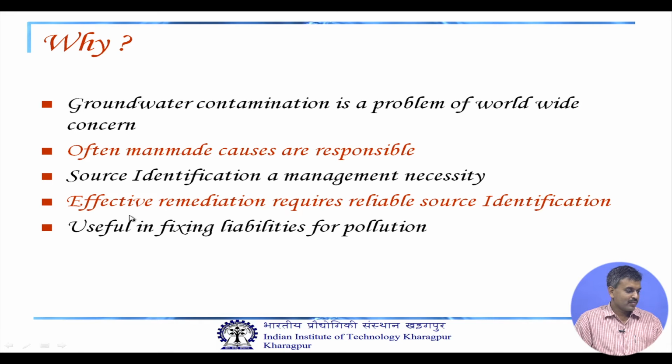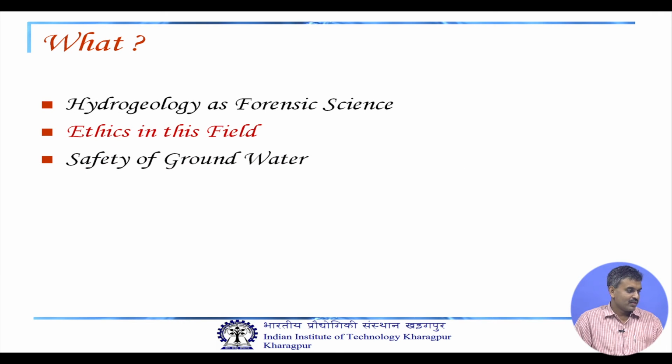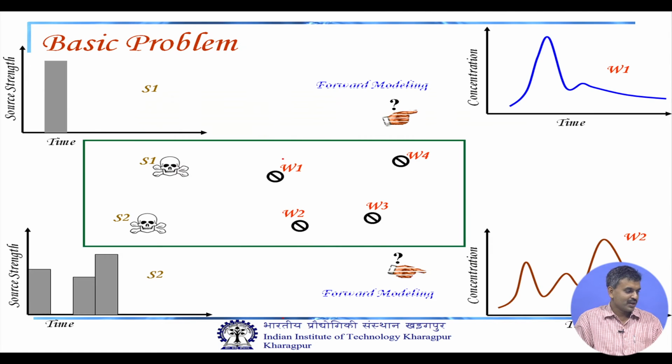What is the use of source identification? It is useful in fixing liabilities for pollution. That is the most important thing. Why is this required? It is related to hydrogeology as forensic science: source identification, ethics in this field, and safety of groundwater. This is migration of pollution.